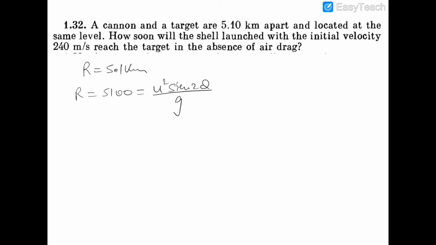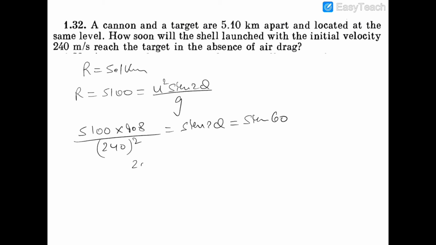Okay, so this g is 9.8 and u square is 240 into 240. So this is sine 2 theta, and this would be approximately sine 60. So 2 theta is 60 and theta is 30.